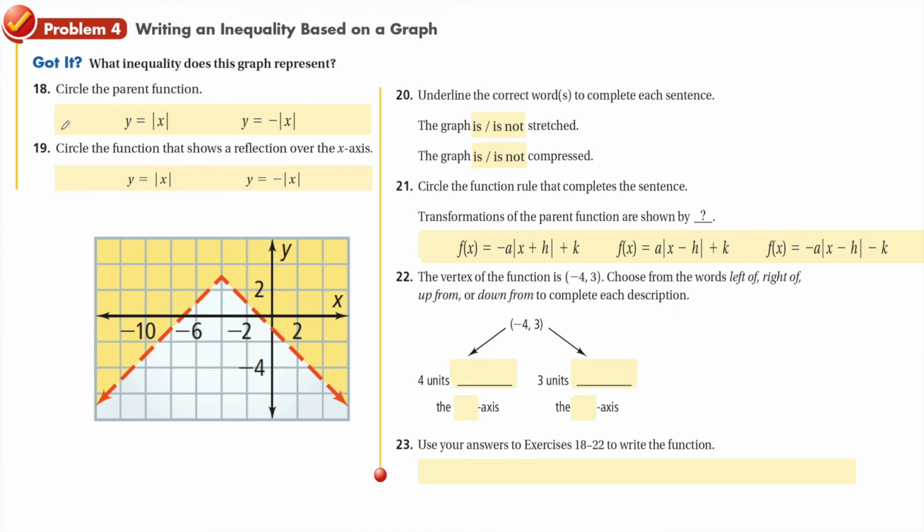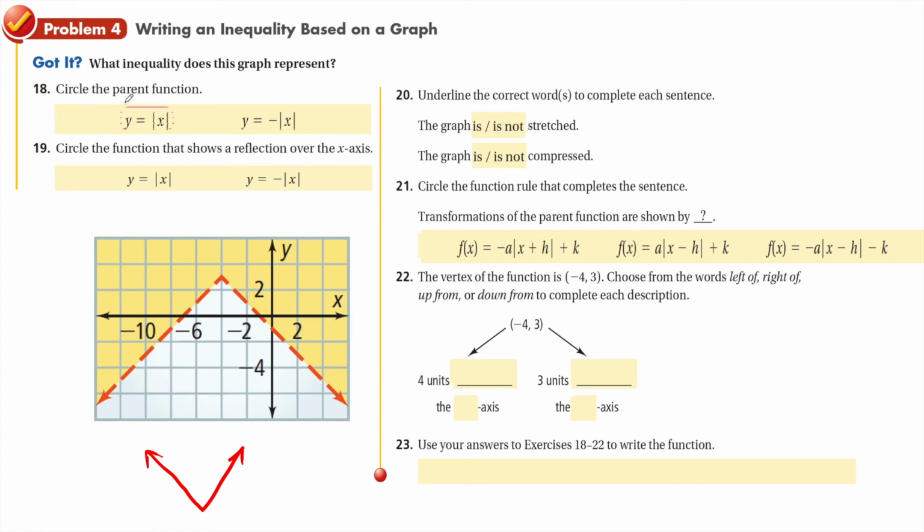All right, problem number 4. Writing an inequality based on a graph. What inequality does the graph represent? Circle the parent function. Well, it is an absolute value. And I do see that it is being flipped upside down because the standard absolute value does go upwards. It makes more of a V, and this is more of like a partial to an A. Therefore, I know that we are going to be multiplying by some form of negative. So I'm going to circle the parent function.